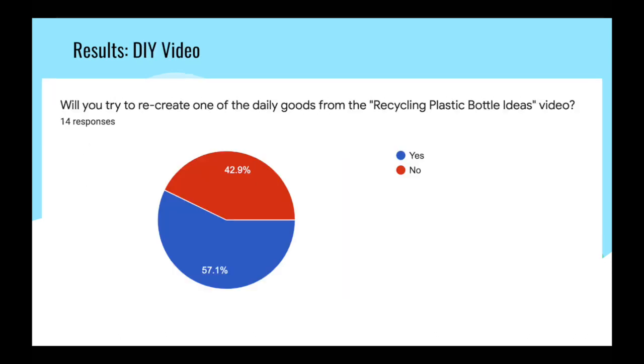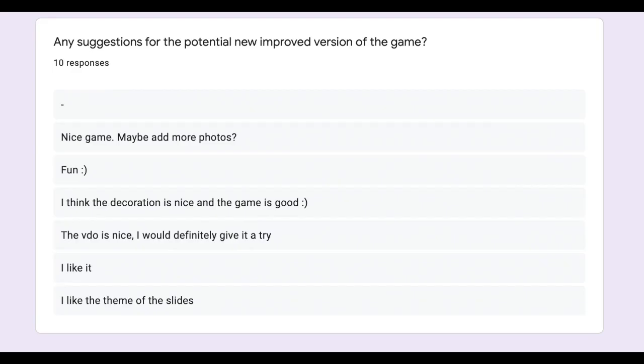In this last graph, it shows how willing the participants are to recreate the items from the DIY video. And 8 participants said they're willing and 6 said no, they are not willing. And these are the responses and comments we received.